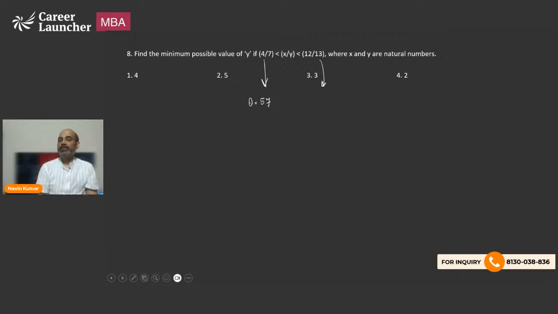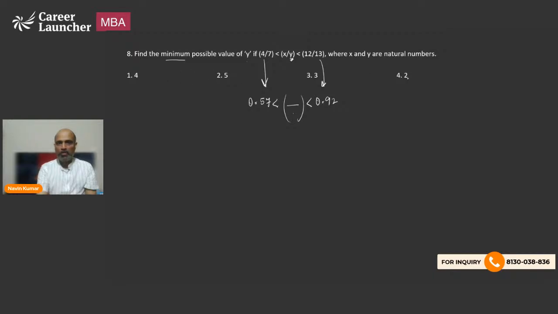12 by 13 kitna hota hai? 12 by 13 is 1 minus 1 by 13 and 1 by 13 is 0.076. So we can say that this is going to be 0.92. So we need to find a value which lies between 0.57 and 0.92 from a fraction where the denominator is going to be lowest. Y ko minimum karna hai, denominator lowest.